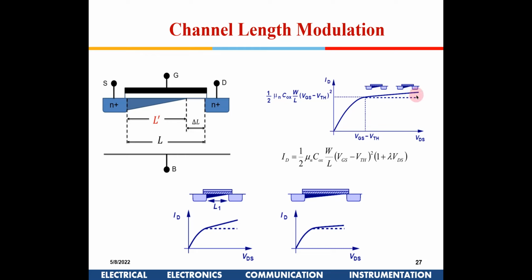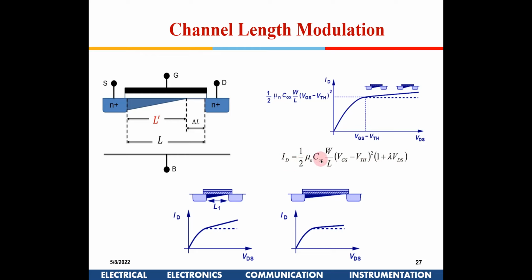So this is known as the channel length modulation effect. Now, hence the ID equation for channel length modulation gets modified like this: ID is equal to half mu n C ox W by L. This equation is again very important from your examination point of view.